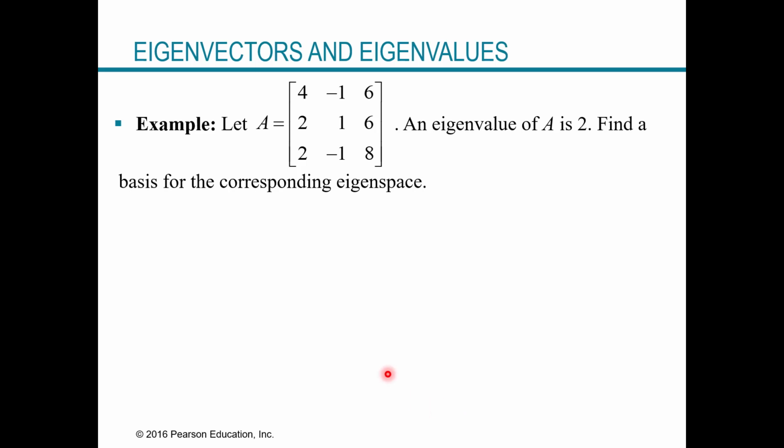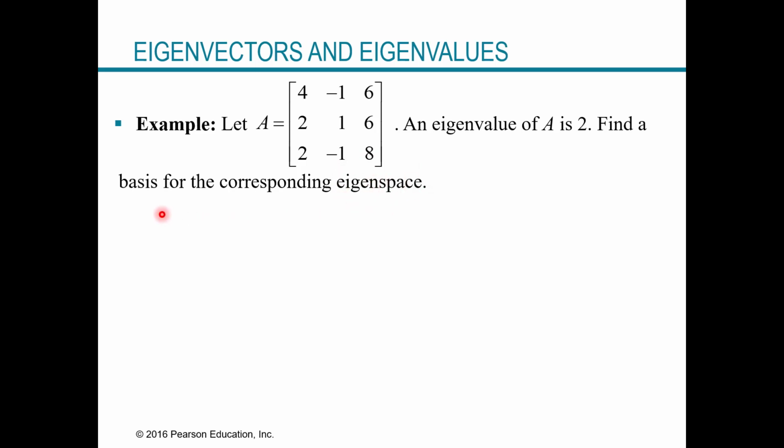All right, so let's try this other example here. We have this matrix that's a 3 by 3. An eigenvalue of this matrix is 2. So notice we're given an eigenvalue. What we want to do is find a basis for the corresponding eigenspace. So the eigenspace, it's a subspace.